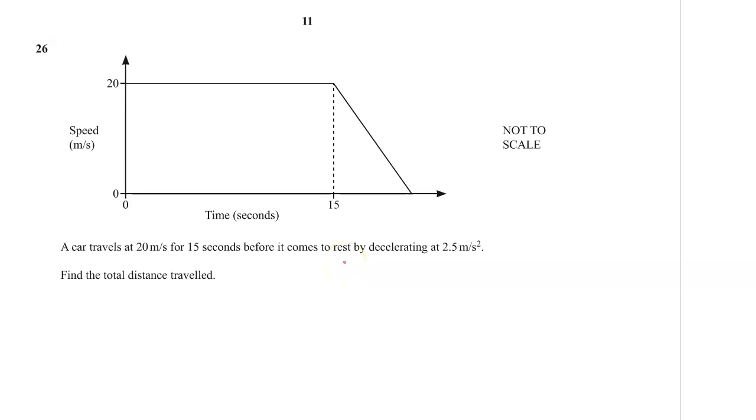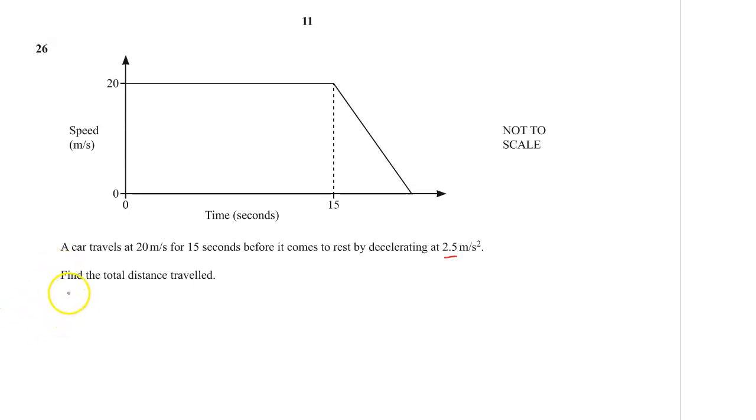27. This is a speed time graph, not to scale. A car travels at 20 meters per second for 15 seconds before it comes to rest by decelerating at 2.5 meters per second squared. Find the total displacement. Find the total distance traveled.